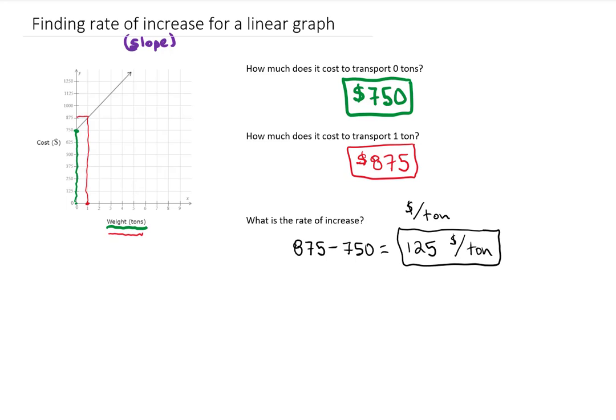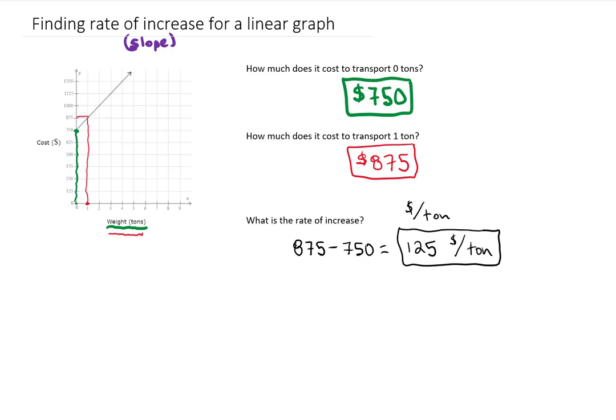Interestingly, in the context of this problem, since the cost to transport 0 tons of the object was actually $750, that means that it costs something to whatever, buy the truck or rent the truck or whatever. So the rate of increase, 125, is different than the cost to transport 1 ton.